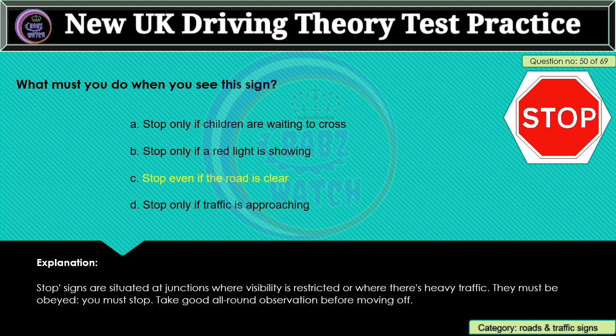Explanation: stop signs are situated at junctions where visibility is restricted or where there's heavy traffic. They must be obeyed. You must stop. Take good all-round observation before moving off.